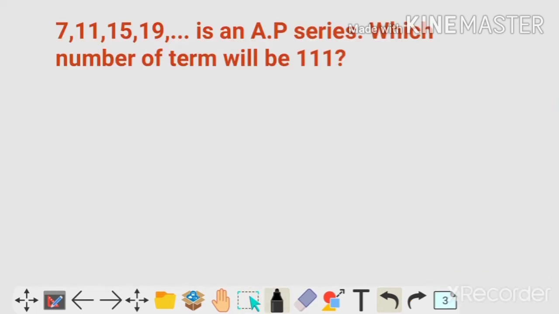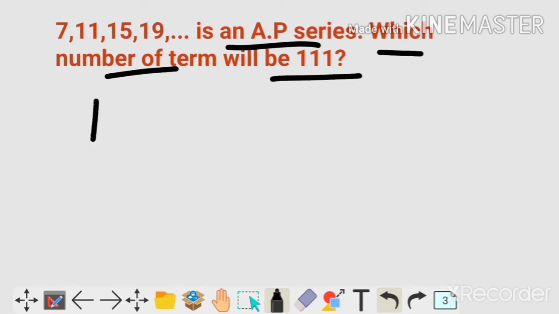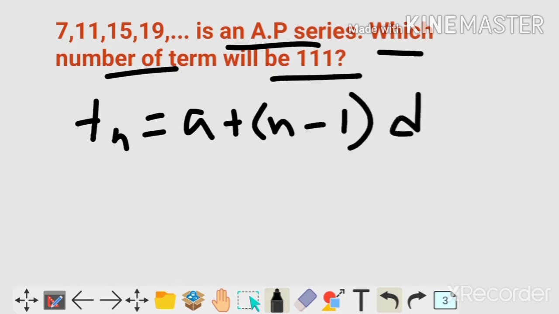So this is the first problem and it says that 7, 11, 15, 19 is an AP series, and we have to find the number of the term which is 111. Okay. So the formula was Tn equals A plus n minus 1 into D. Now suppose 111 is the nth term. That means Tn equals 111.